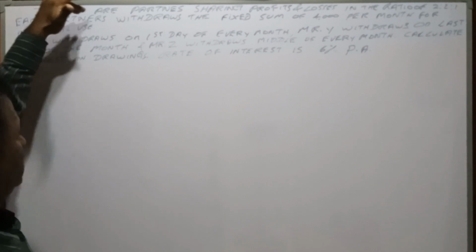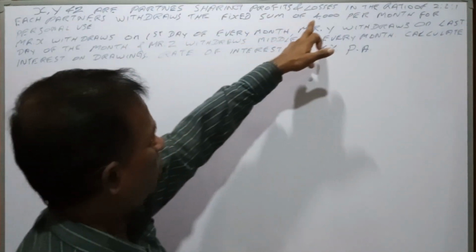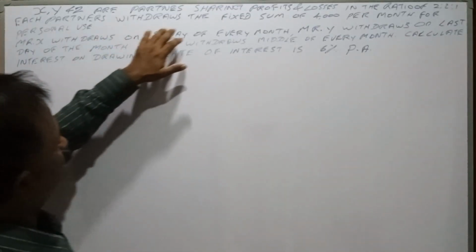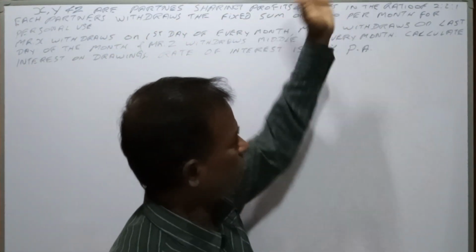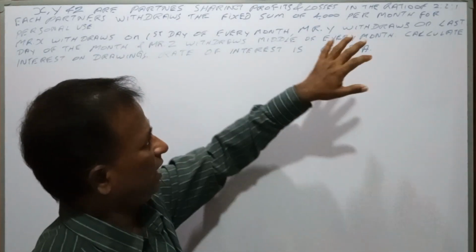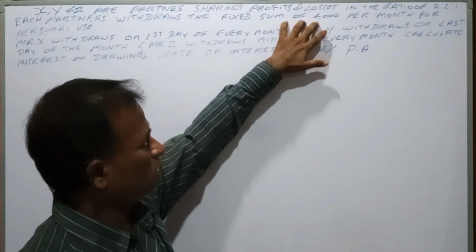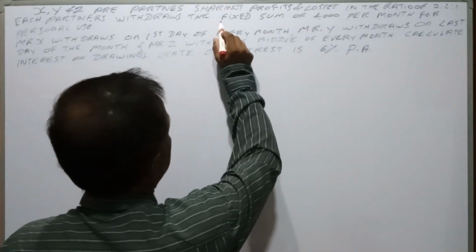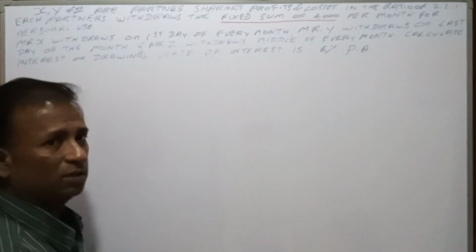So we can read the question. X, Y, Z are partners sharing profits and loss in the ratio of 2:2:1. Each partner withdraws a fixed sum of 4,000 per month for personal use, right? All of these partners withdraw a fixed sum of rupees 4,000 every month as drawings.